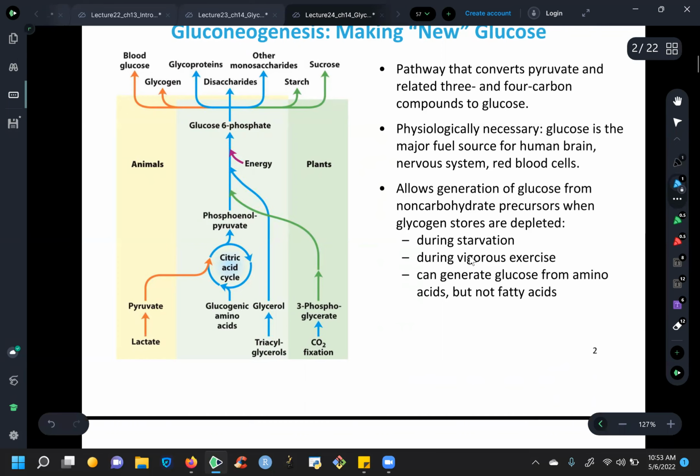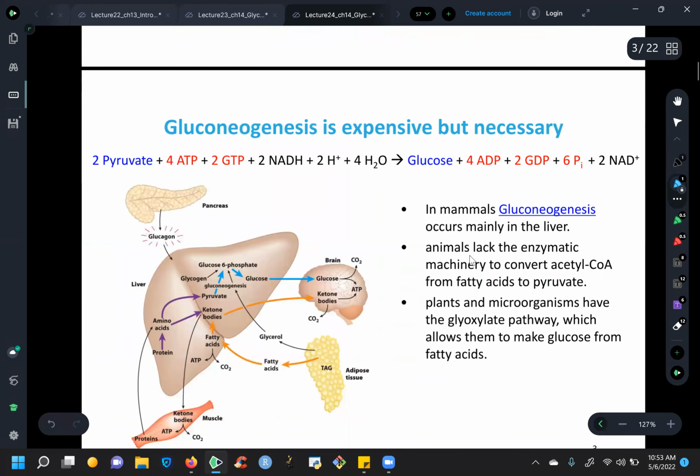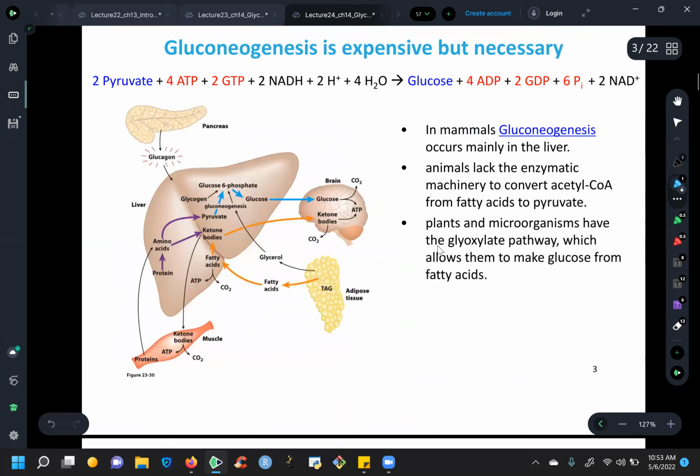So make a flashcard. Gluconeogenesis, making new glucose, is expensive, but it's necessary. These are the things that you'll need: 2 pyruvates, 4 ATPs, 2 GTPs, and 2 NADHs, those 2 hydrogens, and 4 water molecules. So make a flashcard, and then what do you get in return? You get glucose, 4 ADP, 2 GDP, 6 phosphates, and 2 NAD plus.